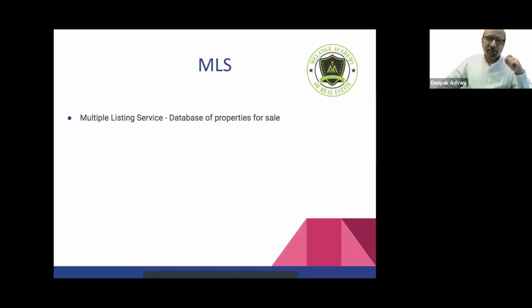MLS, Multiple Listing Services. Now, MLS is the database of properties for sale. As a licensed real estate agent, if you wish to have access to the MLS and see what properties are out there, this is the platform that has been widely used by all real estate agents to market their properties. And if you're representing a buyer, then you will be accessing the multiple listing services to find out what properties are available for sale and move forward accordingly.